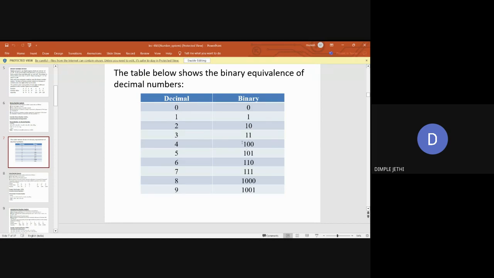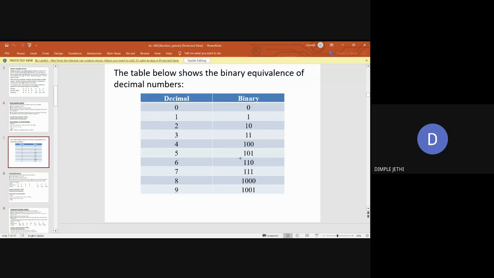So what you want? 2 raised to power 0 can be 0, 2 raised to power 1 can be 0, but 2 raised to power 2 should be 1. Only then it will be multiplied. Now 1 into 2 raised to power 2 will give you 4. So this position should be active, should not be 0. Then how will you get 5? 4 plus 1. So the 4 position, 2 raised to power 2, should be 1, and where you get 1, 2 raised to power 0, this should be 1, right? So these two positions should be 1.